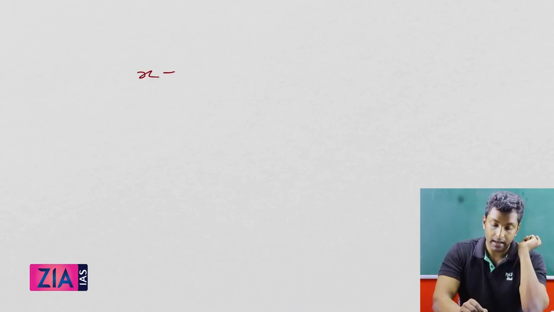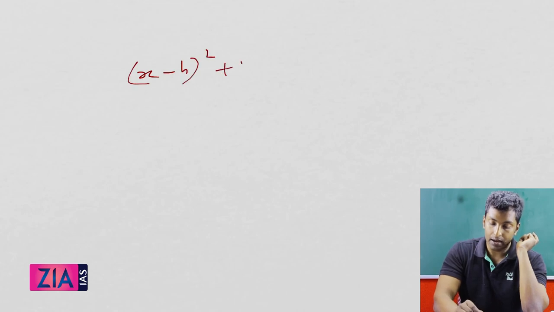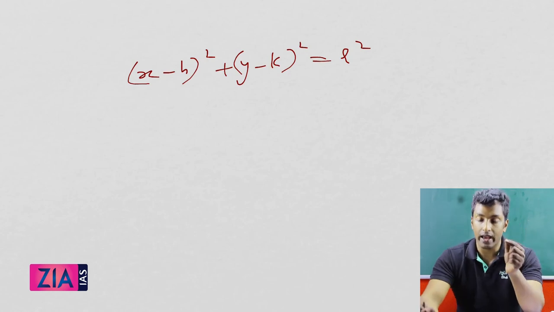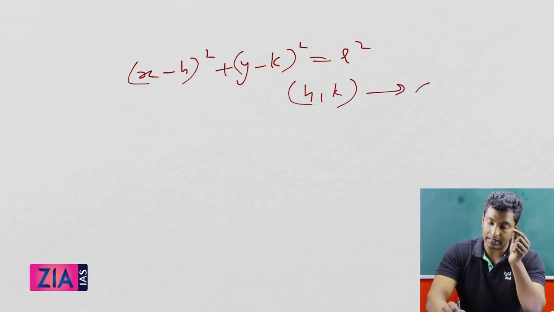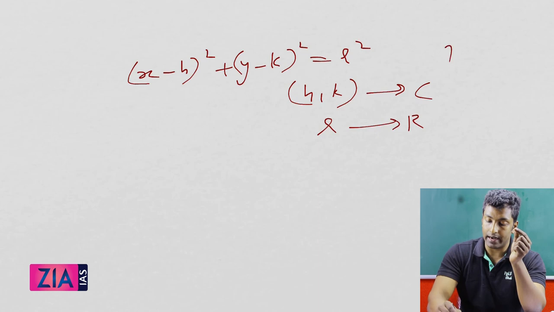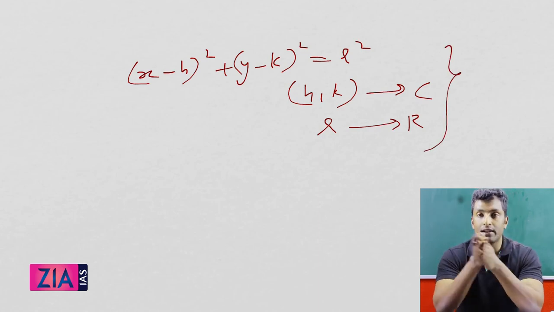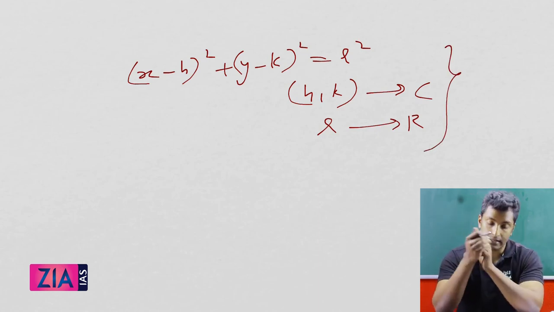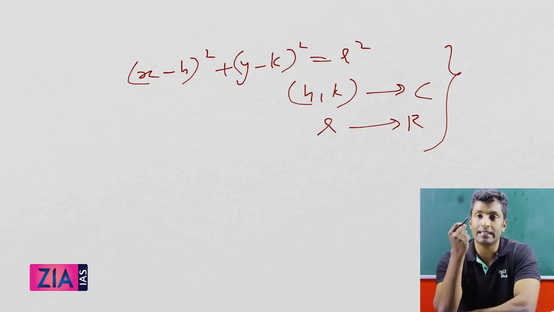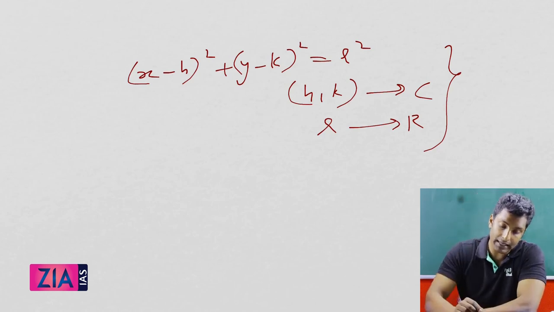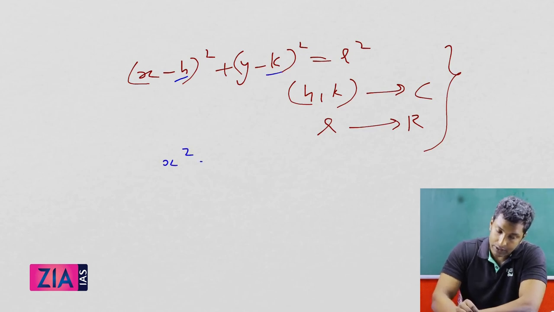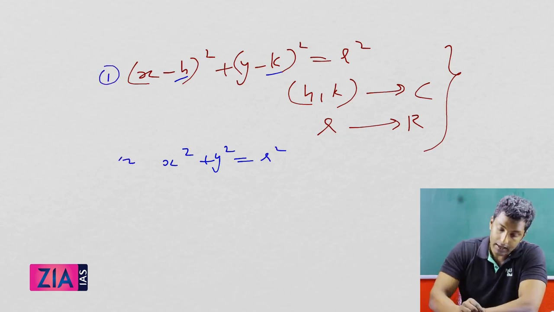We started off with the general equation of a circle, (x minus h) whole square plus (y minus k) whole square equal to r square, where (h, k) is your center and r is your radius. So this is the general case. Then the second case that we have discussed is the equation having center at origin. If center at origin, then h is going to be 0, k is going to be 0. So what you'll get? x square plus y square equal to r square. That was your second case.